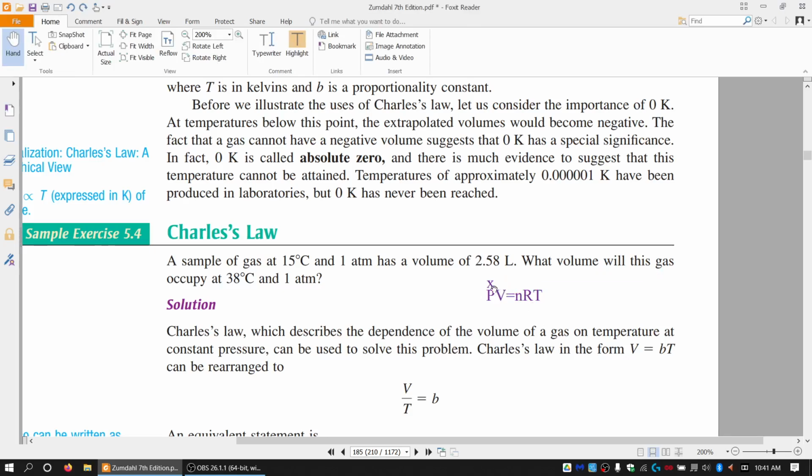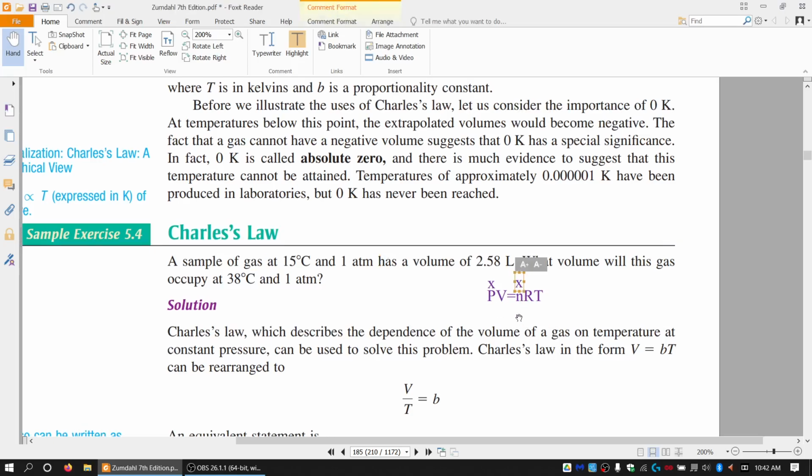Okay, there we go. So pressure is constant, moles are constant, and obviously our constant R, our universal gas constant. So we're dealing with just the volume and the temperature changing here.